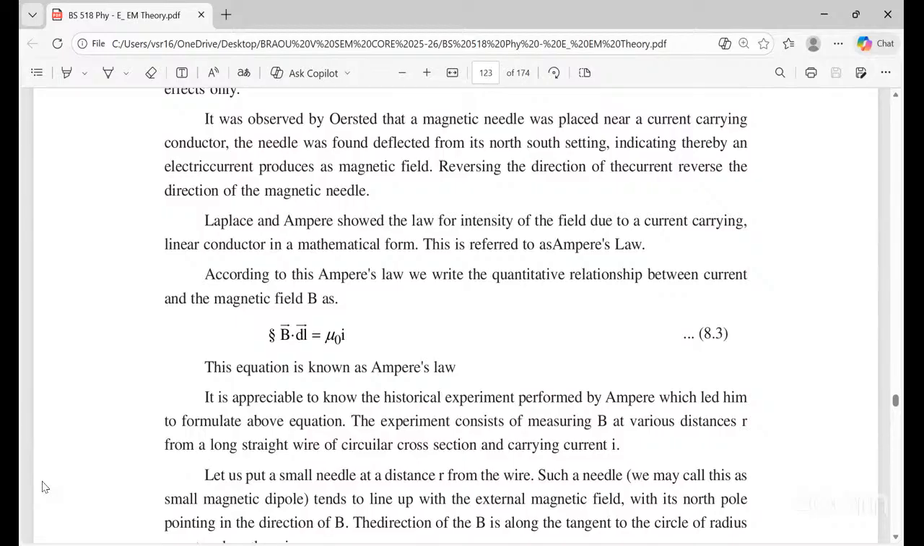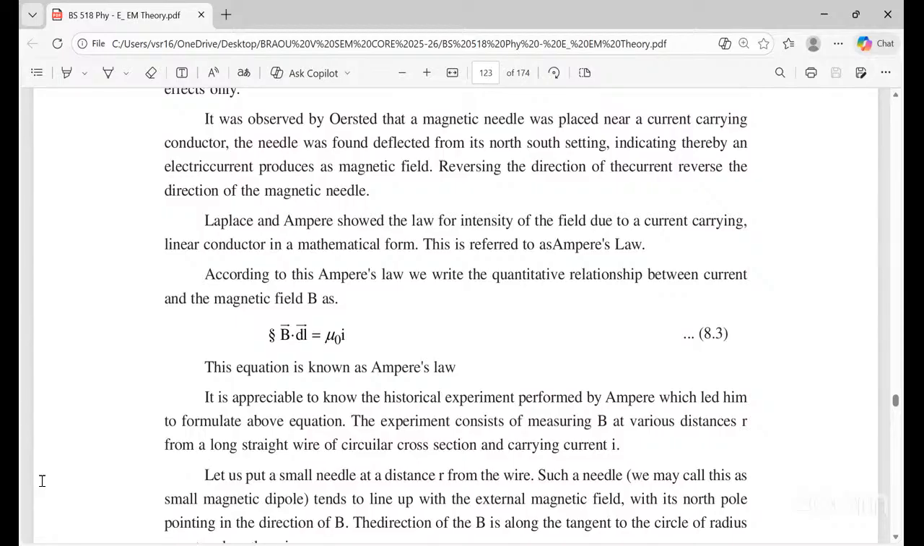So Laplace as well as Ampere, these two scientists showed the law of intensity of the field due to a current carrying linear conductor, in mathematical form. Okay. Linear conductor, not a complex one. There itself we use Ampere's law. The field is also uniform. If the field is not uniform, when the conductor is not linear, Ampere's law is not applicable for that particular case.